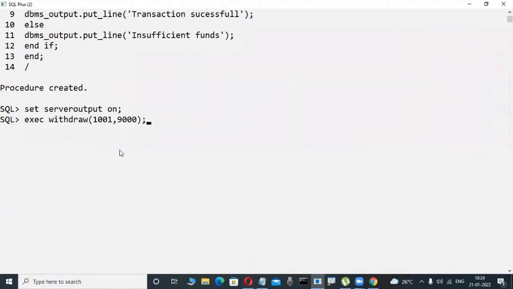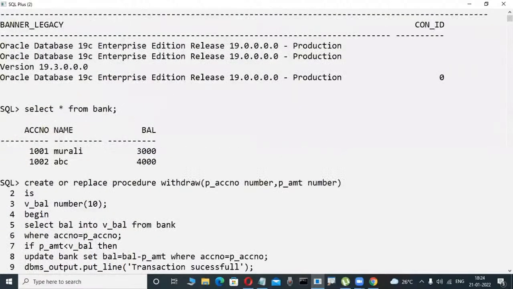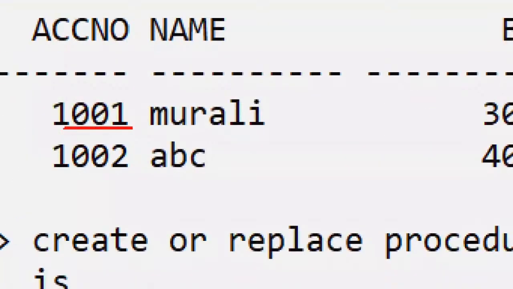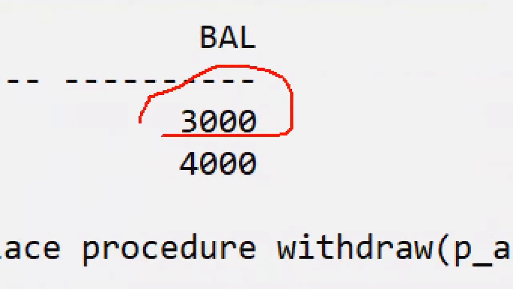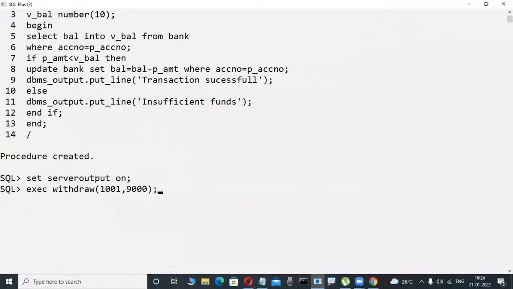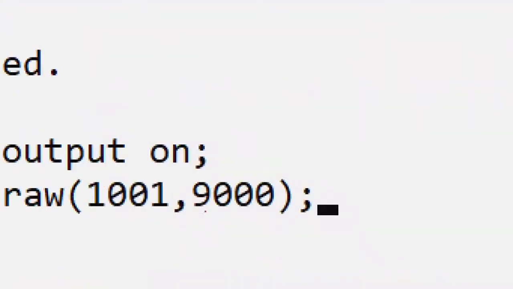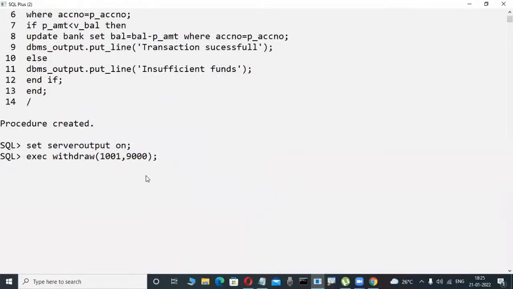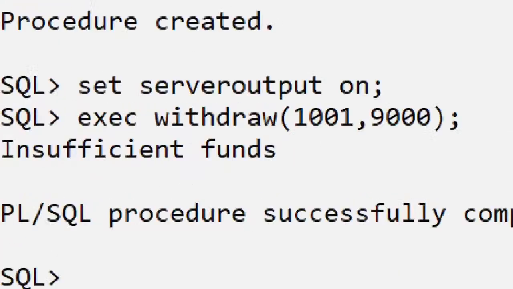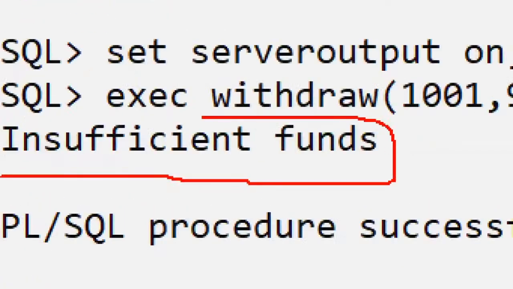Observe my account number in this table, slowly observe the scenario logic. 1001 is my account number, Murali is my name. My balance is how much? 3,000. In my table, 3,000 is the current balance. Now, my account number is 1001, but I try to withdraw 9,000, because I'm writing this program. When I try to withdraw 9,000, is it possible? No. So now it will give a message: insufficient funds.